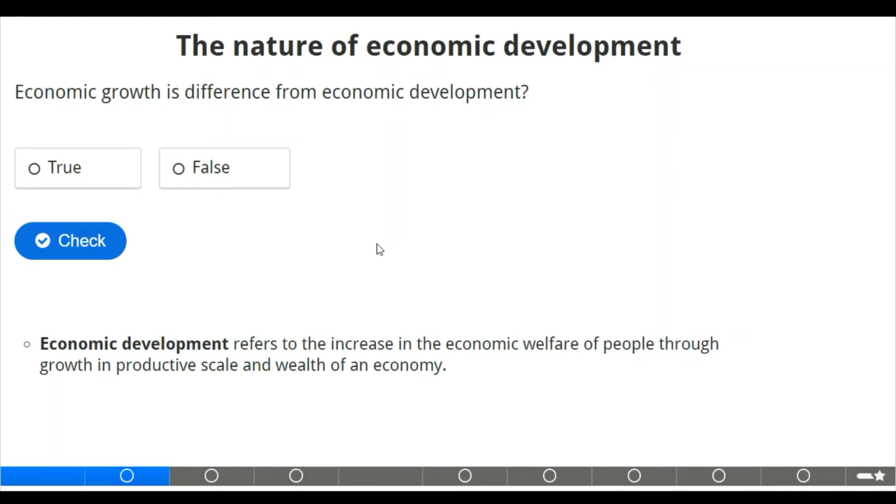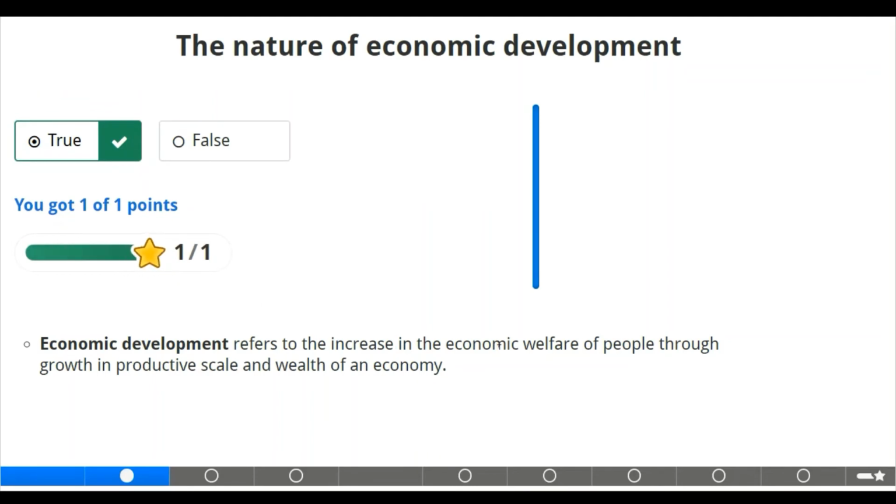First, is economic growth different from economic development? Remember, we said economic growth is an increase in the amount of goods and services produced over a period of time. Now, what do we mean by economic development? Economic development refers to the increases in the economic welfare of people through growth in the productive scale and wealth of an economy. In this case, economic growth is different from economic development.